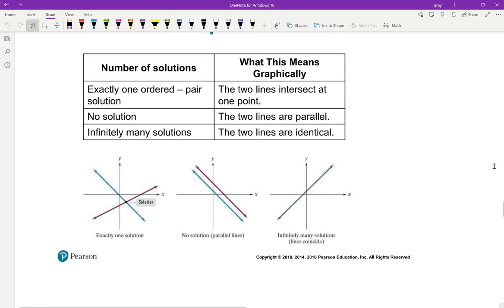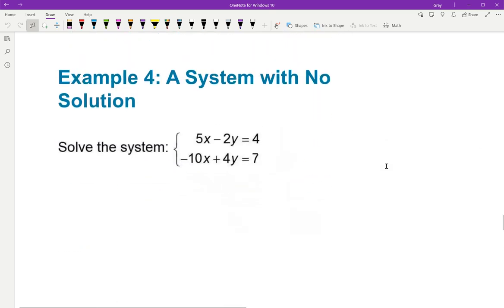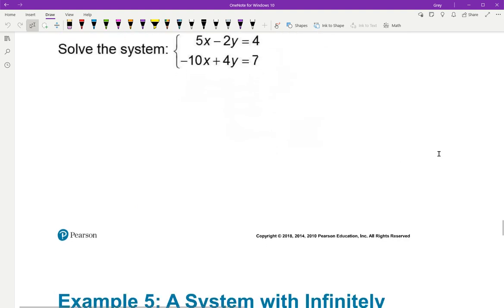All right, so let's look at these two examples real quickly. So example 4, solve this system. So when I solve it, y'all, okay, I got 5x minus 2y equals 4, -10x plus 4y equals 7. It doesn't matter which one. I'm just going with the x's. And so I'm going to take that top equation and I'm going to multiply it by 2. And when I do, I'm going to get 10x, and I'm going to get minus 4y is equal to 8.